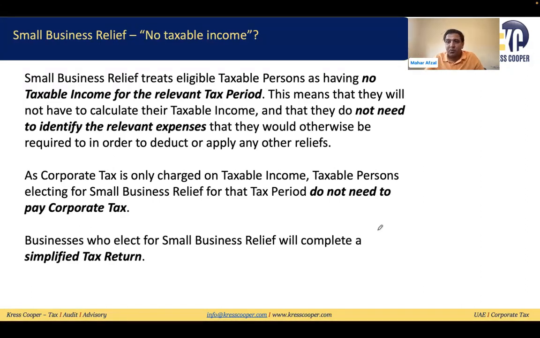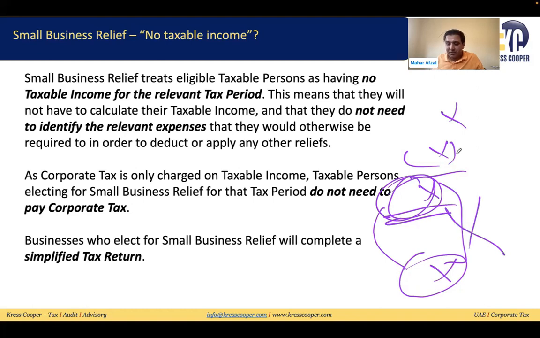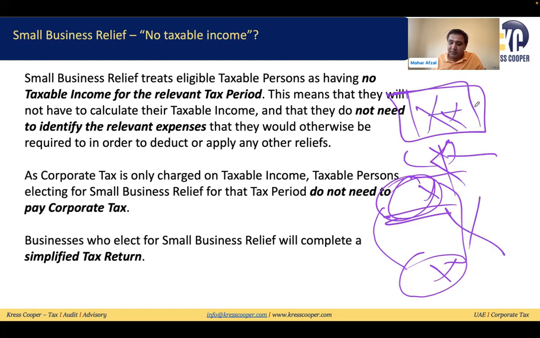We just need to look into the top sheet. Suppose the revenue is whatever X amount of revenue, these are the expenses, this is the tax accounting income. Usually we adjust this accounting income, arriving at the taxable income. This is all sort of adjustment. The businesses that are opting for the small business relief are not liable to do all these things. They are not liable to even consider the expenses. They need to look into the top line. This is accounting income. They need to map this accounting income into the gross revenue.